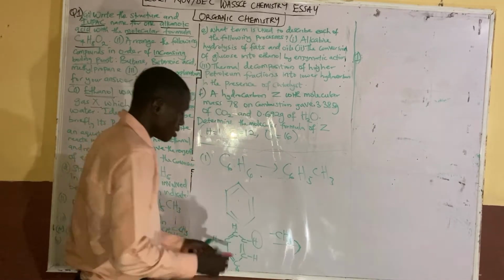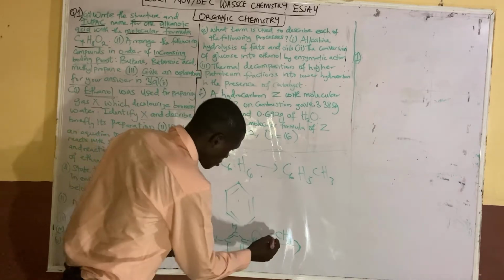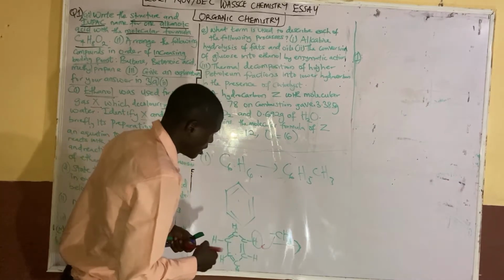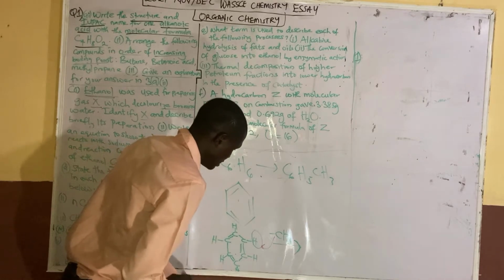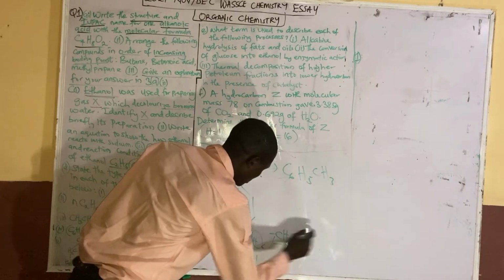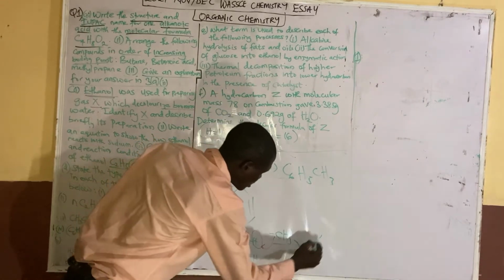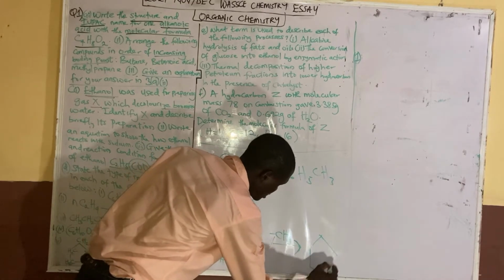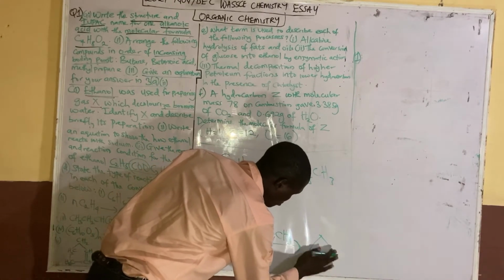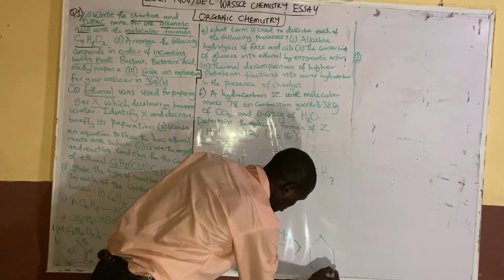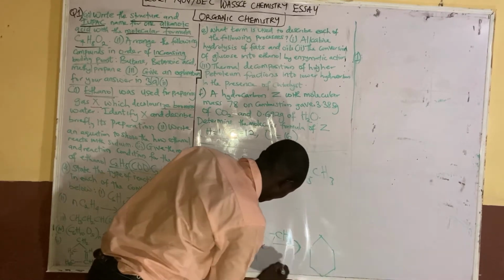So instead of this what? Instead of this, now this one has been substituted for this, and now we are having something like this. I will draw it in ring form now. Let me draw it in ring form. I'll avoid wasting much of our time. So now this one.